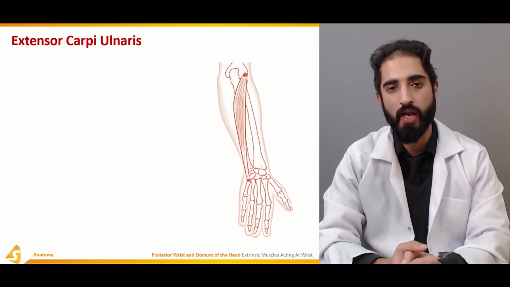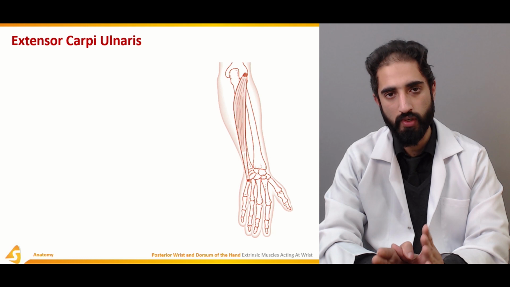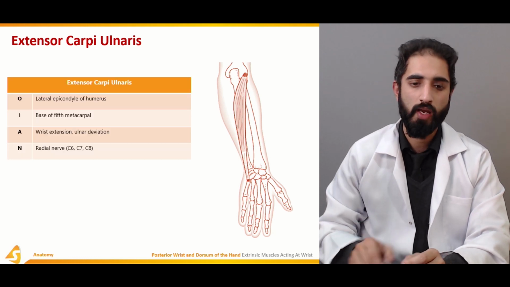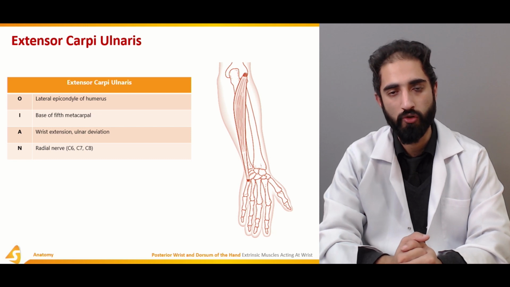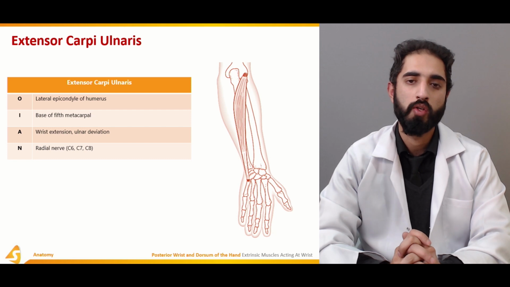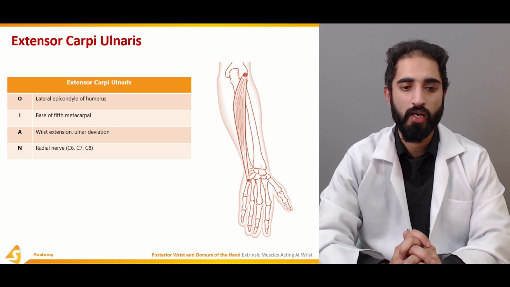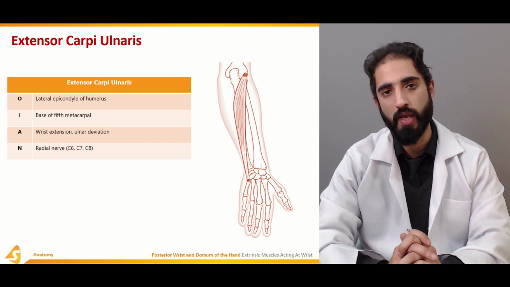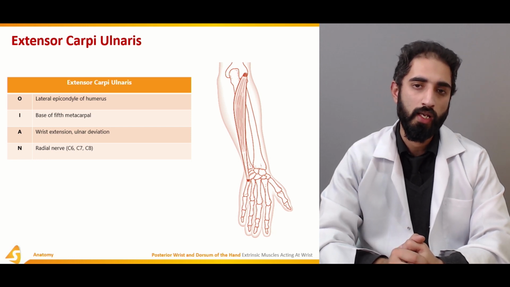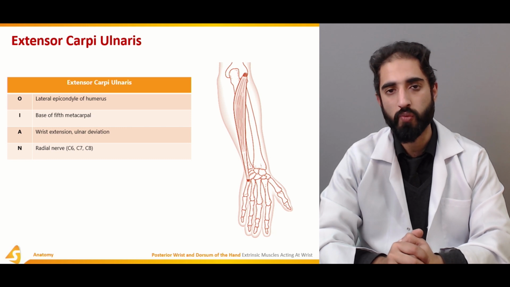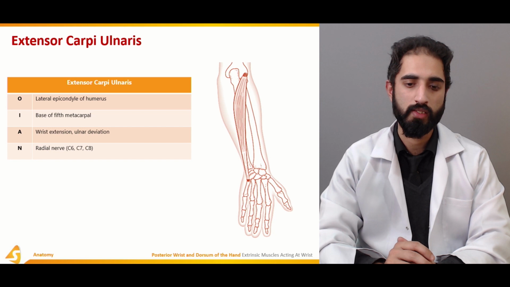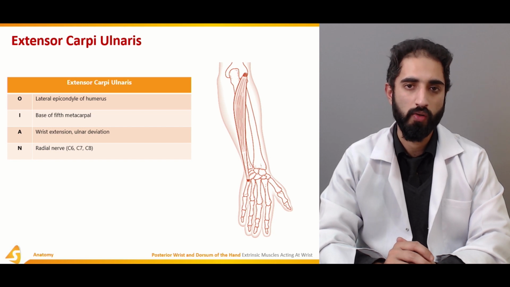The extensor carpi ulnaris is, however, slightly different in its structure, in that it arises from the lateral aspect, that is the lateral epicondyle of the humerus. However, it crosses the dorsal aspect of the forearm and moves towards the medial or ulnar side and inserts at the base of the fifth metacarpal, or the metacarpal of the little finger. And thus that is why it is not only involved in wrist extension but also causes ulnar deviation at the level of the wrist.